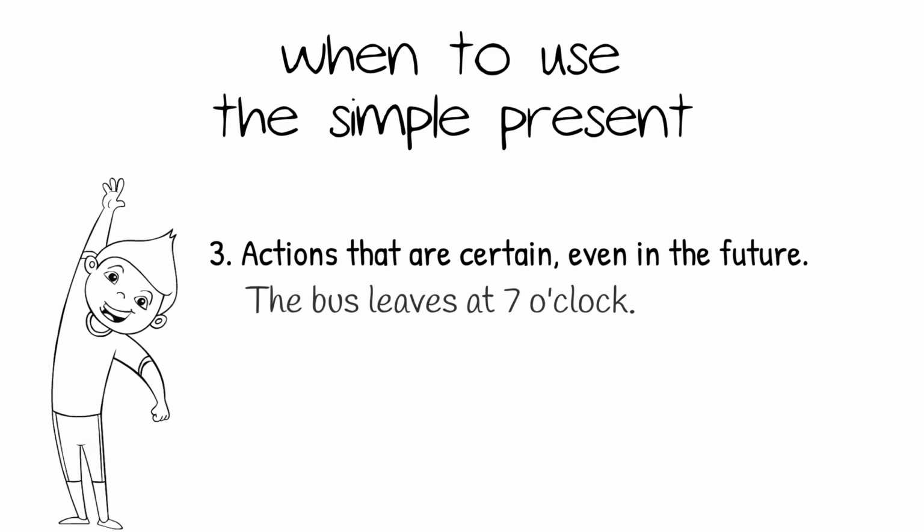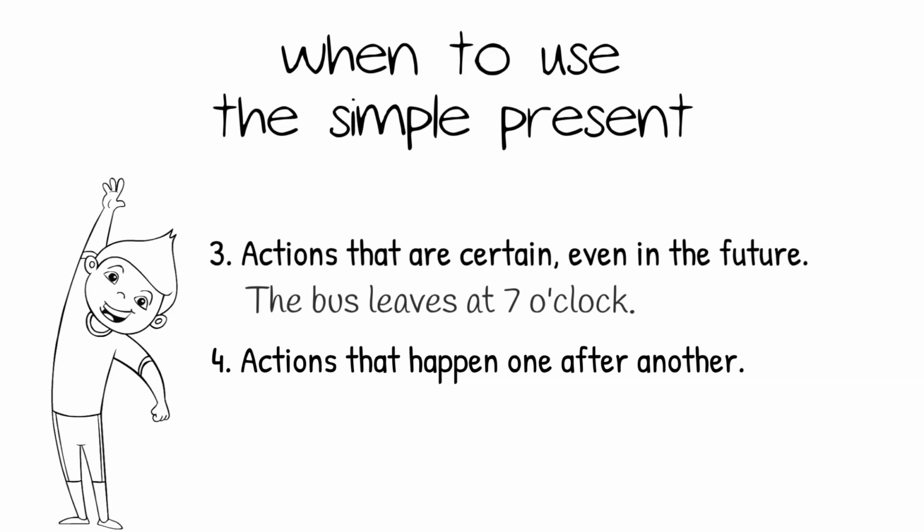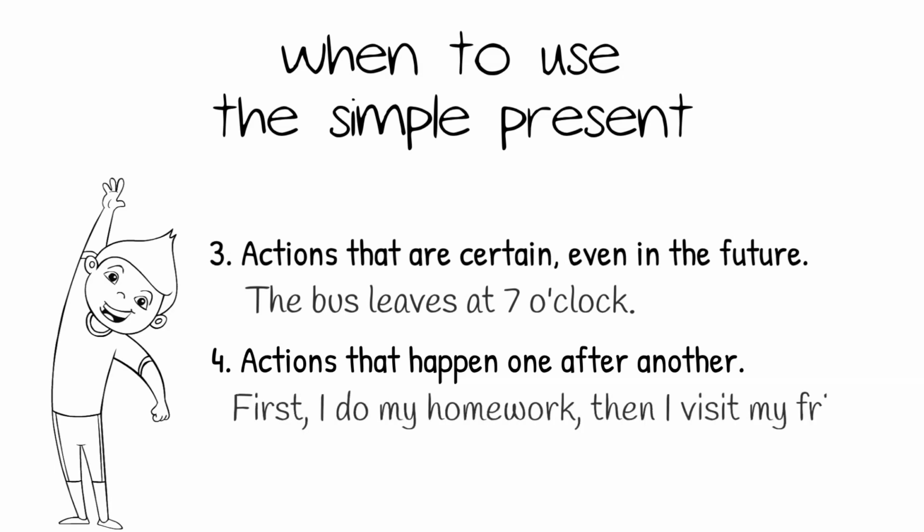Last but not least, number 4 is about actions that happen one after another. For example, first I do my homework, then I visit my friends. So, if you list many actions after another, you use the simple present. That's it about the simple present.